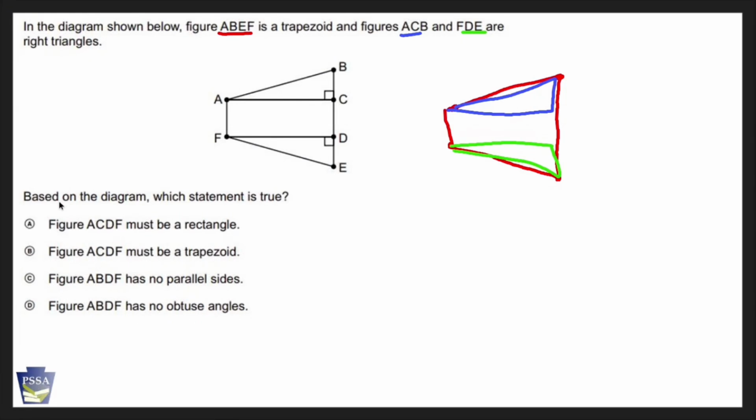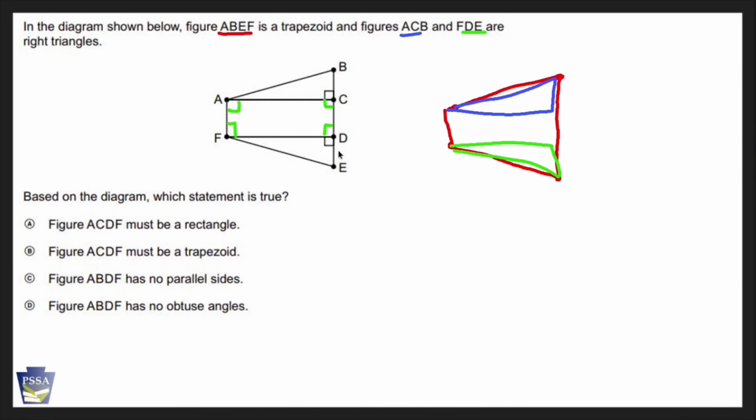ACDF must be a rectangle. Now, ACDF, if you are a trapezoid, it means these two sides are parallel and will never touch. More importantly, these are straight lines. So if you're a right angle, that means you're a right angle. Now, if these are going to connect, and if these are parallel, these are also going to be right angles.